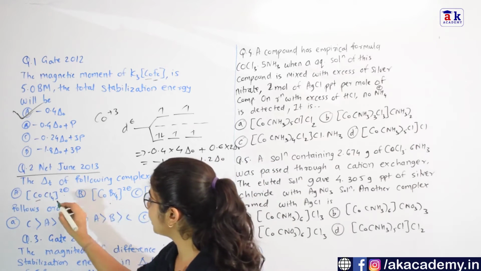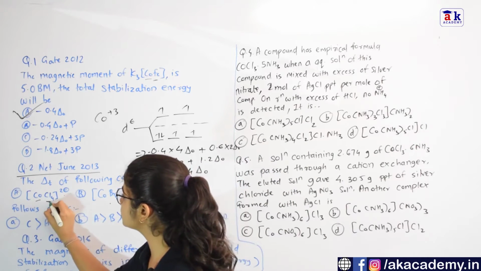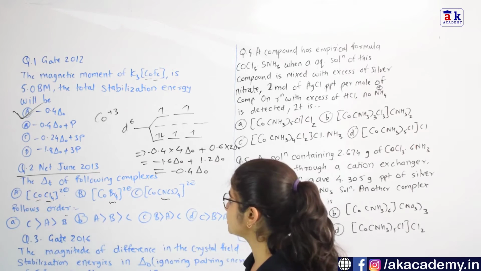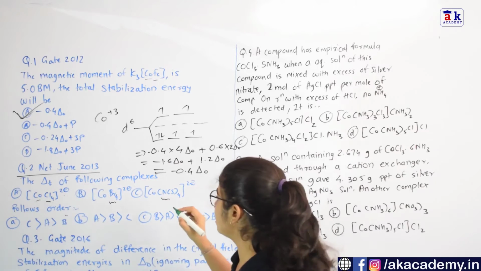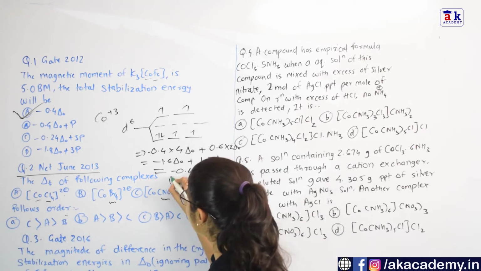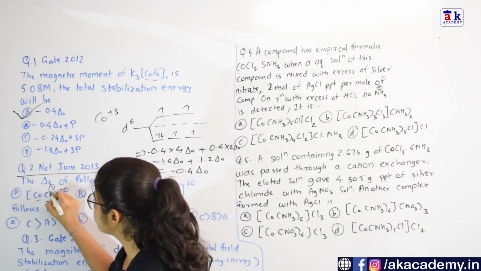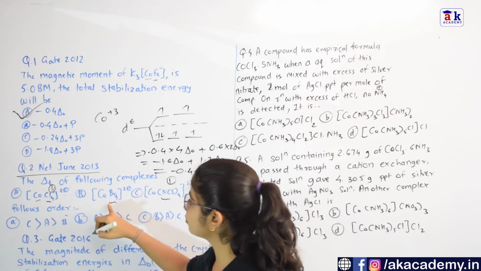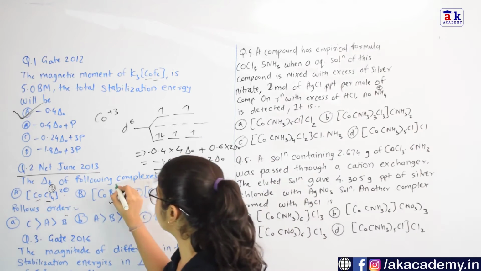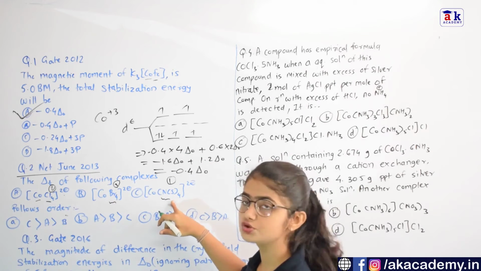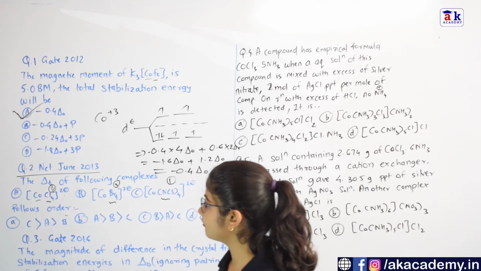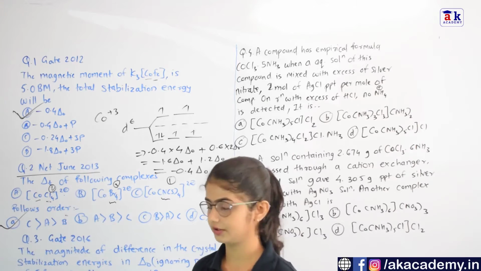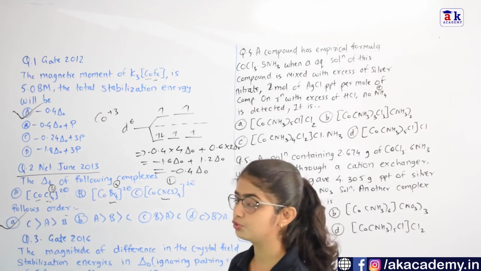If you compare the strength of ligands, here the ligand is chloride, here bromide, and here isothiocyanate. Undoubtedly, according to the spectrochemical series, this one is going to have the highest strength, then this will have lower than that, and this is going to have the least strength. This is the weakest field in comparison with all of them. So C is going to have the highest delta T value, then A and then B, and hence option A will be correct. The next question had come in GATE 2016.